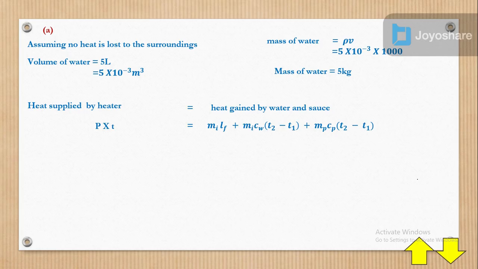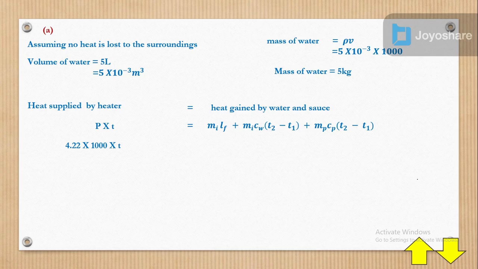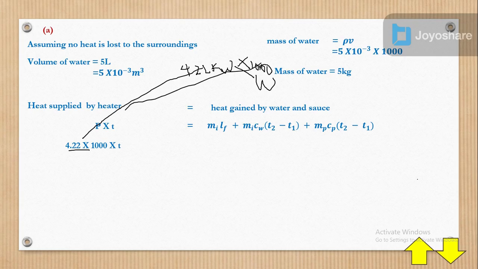Substituting now, remember the power. From here we see that the power of the kettle was 4.22 kilowatts, but you can't work out in kilowatts. You have to change this into watts. How do you do that? You just multiply by 1000. Why? Because a kilo contains 1000, so kilowatts to watts, you multiply by 1000. So we're saying 4.22 multiplied by 1000, times t, and there we go.